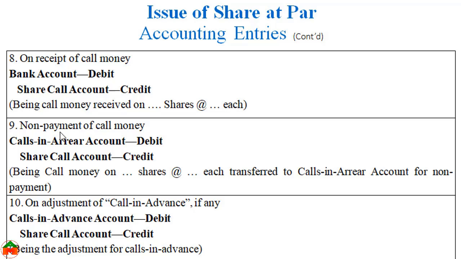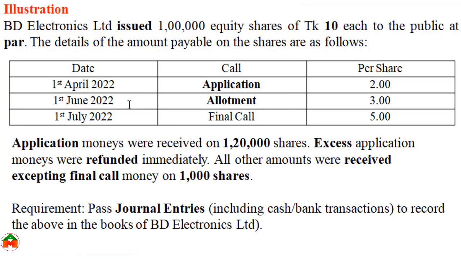But if there is any non-payment of call money, then the journal is calls in arrear account debit, share call account credit. Here, share call could be first call, second call or final call. And whenever you are adjusting the calls in advance, then the journal is calls in advance account debit, share call account credit. However, this is the theoretical discussion on the journalizing process. We are going to learn the practical process of journalizing.